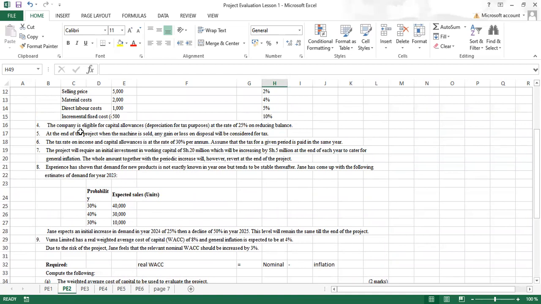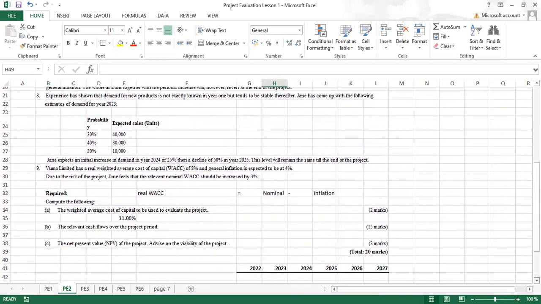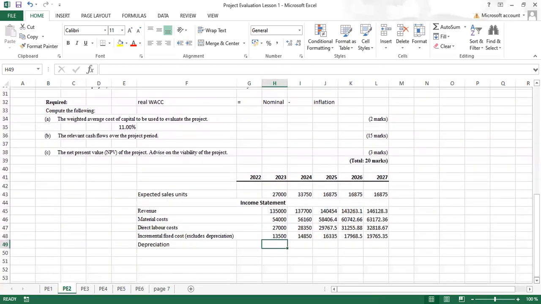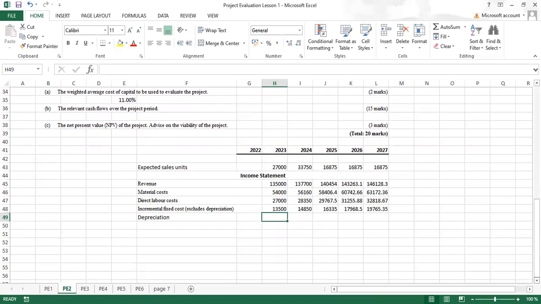The company is eligible for capital allowances, depreciation for tax purposes at the rate of 25% on reducing balance. So let's not do fast depreciation. We'll do it later. We just fill out, because I'm going up, I'm coming down. Let me just write the whole question up until down. Then after depreciation, we go to debit.